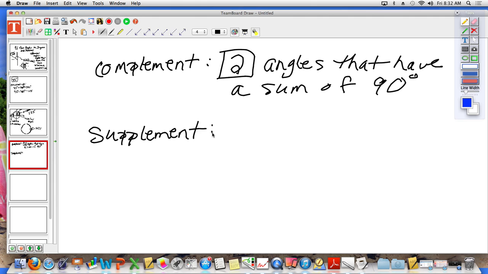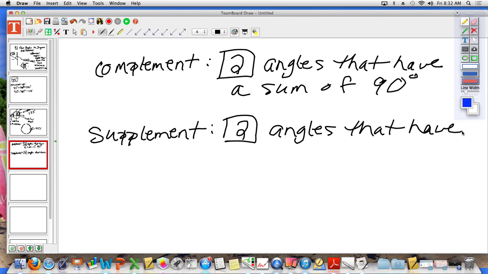Well, if a complement is two angles that sum to 90 degrees, what is a supplement? They have to add up to 180. But again, it has to be two angles that have a sum of 180 degrees. Is there a word for two angles that have the sum of 360 degrees? A circle. Yeah, a circle. There you go.